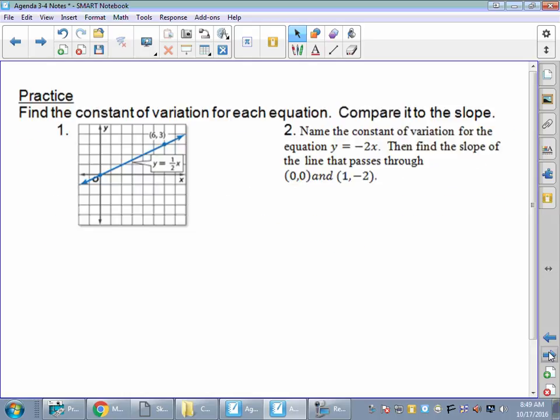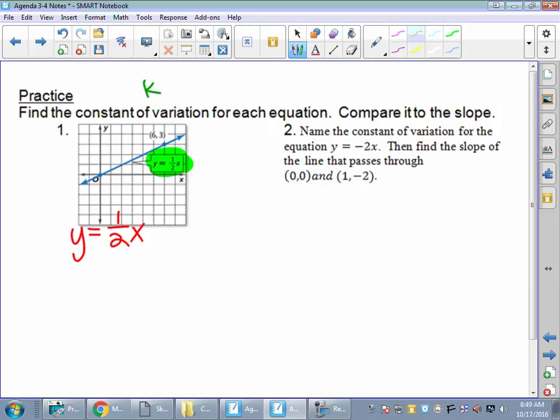So in this first practice problem, and some like this that I'm going to give you, it says to find the constant of variation, remember that's k, for each equation. Compare it to the slope. So problem number 1, I give you a graph. It says y equals 1/2 x. I know it might be hard to spot there inside that little box. y equals 1/2 x.